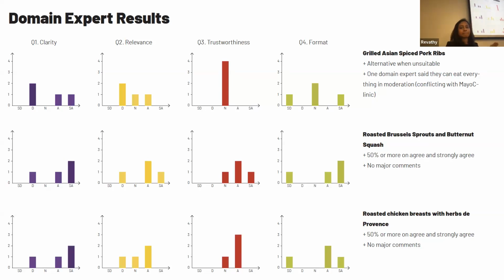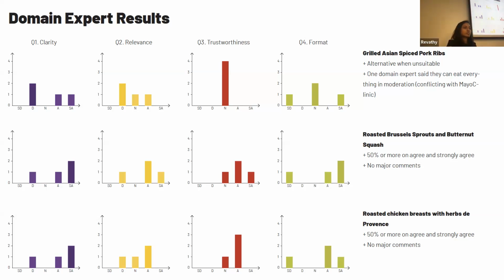4 domain experts answered. So for recipe 2 and recipe 3, which are considered suitable for diabetes, 50 or more than 50% of the domain experts were lying on either 4 or 5, meaning that they mostly agree with the explanations, trustworthiness, clarity, relevance, and format. But for the first recipe, grilled Asian spiced pork ribs, which we marked as not suitable, that created a bit of mixed reviews.